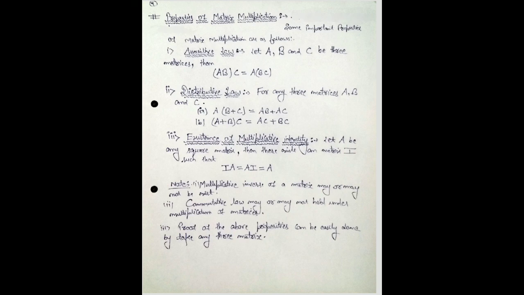The next property is distributive law. This law states that if A, B and C are three matrices, then if we add matrix B with C and then multiply with matrix A, or first we multiply matrix A with B and matrix A with C and then add both matrices, the resulting matrix in both these cases would be the same. In other words, we can say that we distribute A on B and C. That is why it is called distributive law.